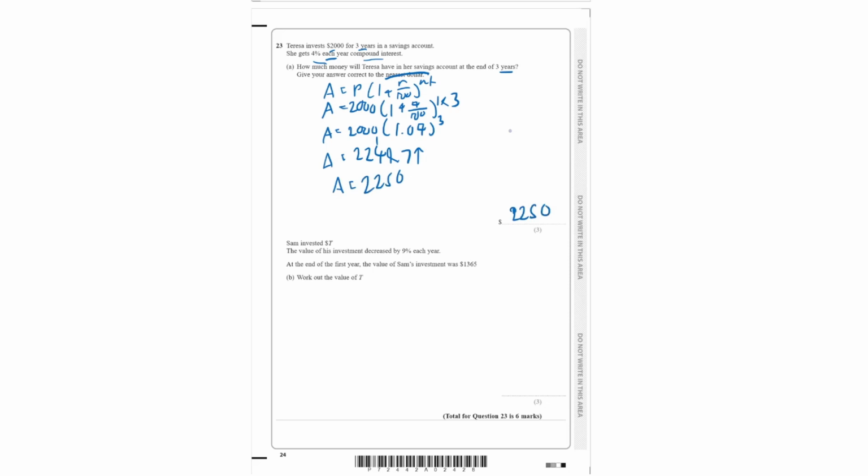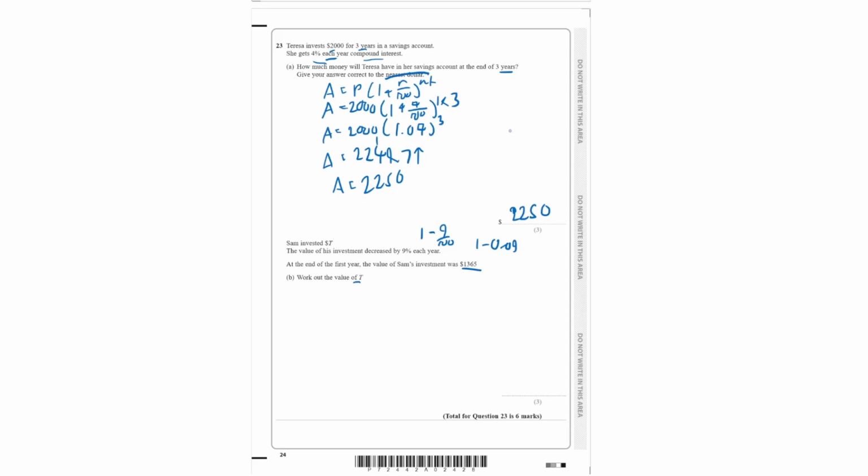$2250. Sam invested T dollars. The value of his investment decreased by 9% each year. So that means that it is simply 1 minus 9 divided by 100, or we can simply write it as 1 minus 0.09. We can see here that at the end of the first year, the value of Sam's investment was $1,365. Work out the value of T.